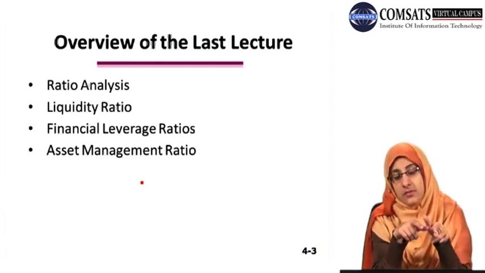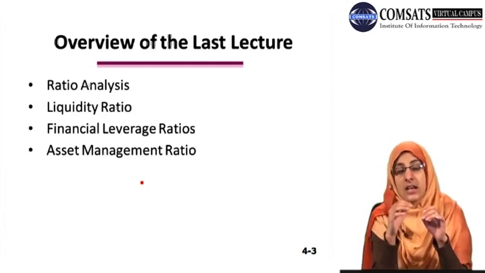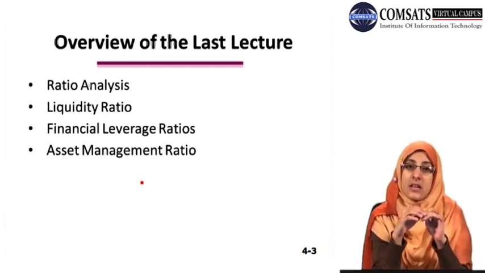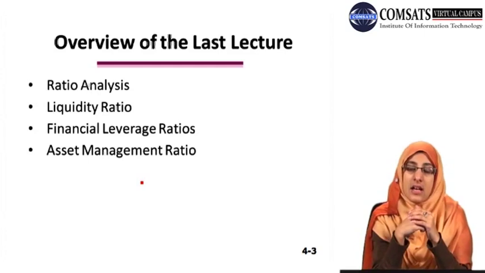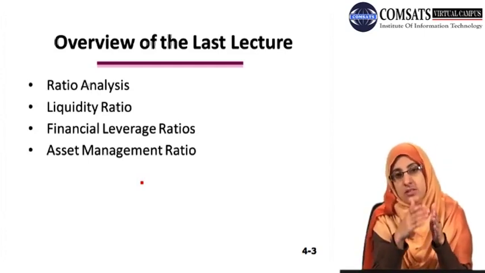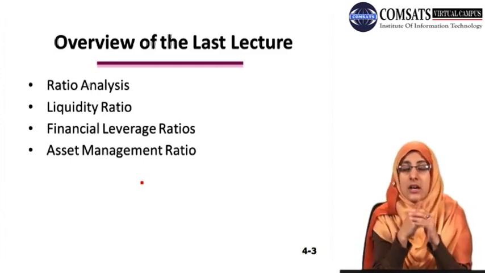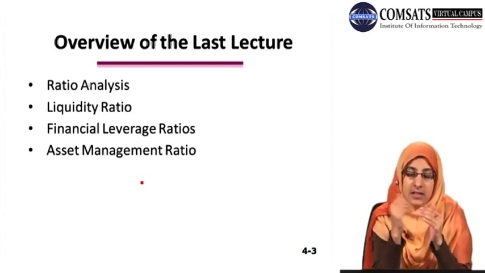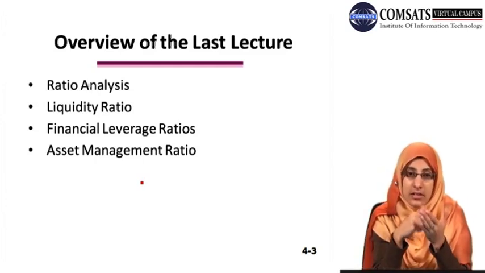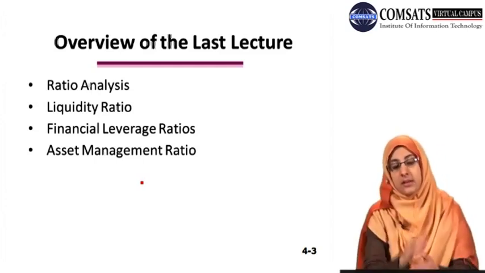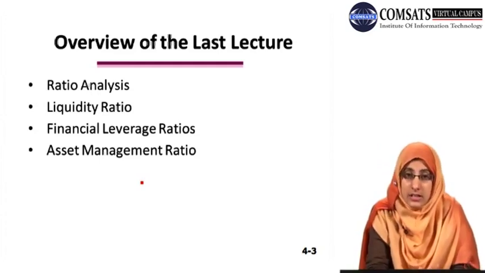Now, a positive value of net working capital is a good sign. It indicates that the company is able to pay off its liabilities with its current assets or total assets. And if it is negative, it's a bad sign. It shows that the company does not have enough assets to pay off its current liabilities. The formula is assets minus liabilities equals net working capital, or current assets minus current liabilities. Now that was all about your liquidity ratios.